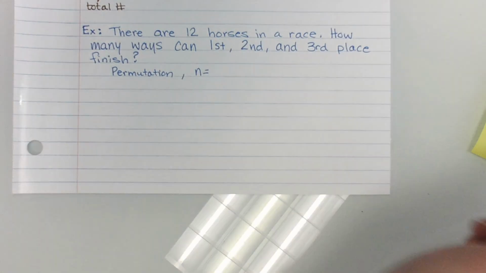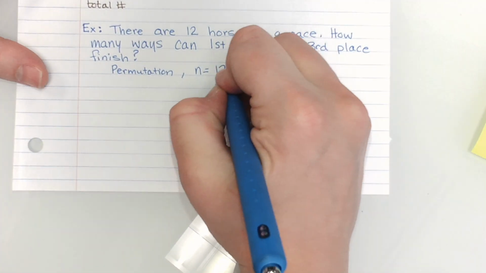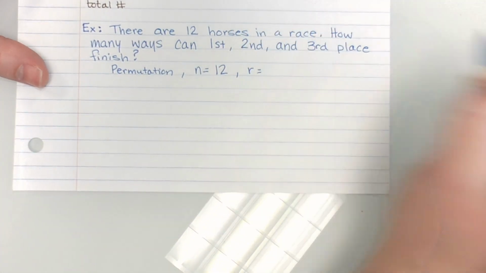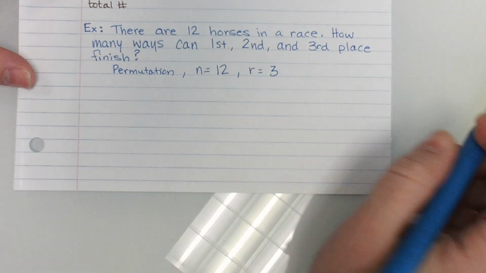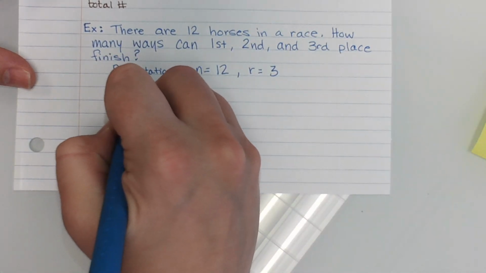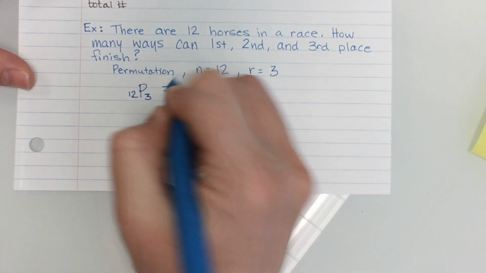N is the total number of items you're working with. How many total are we working with? 12. R is the number we're choosing. How many places are we choosing? 3. So we are going to do 12 permutations, so P, 3.